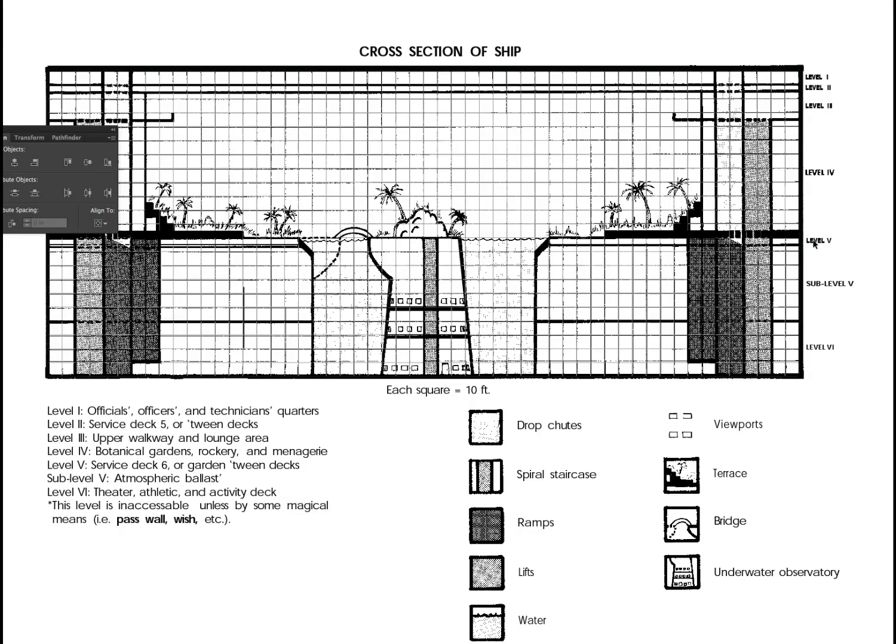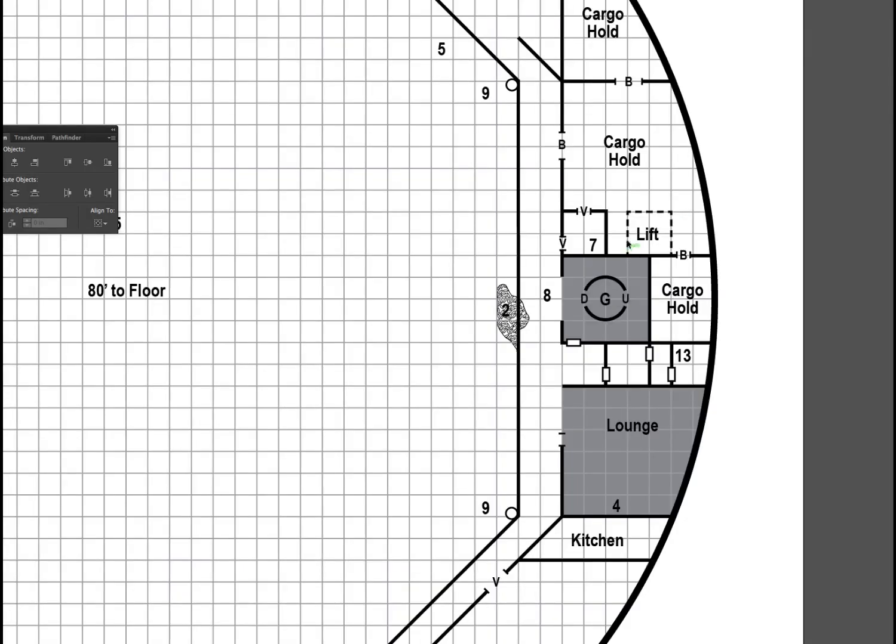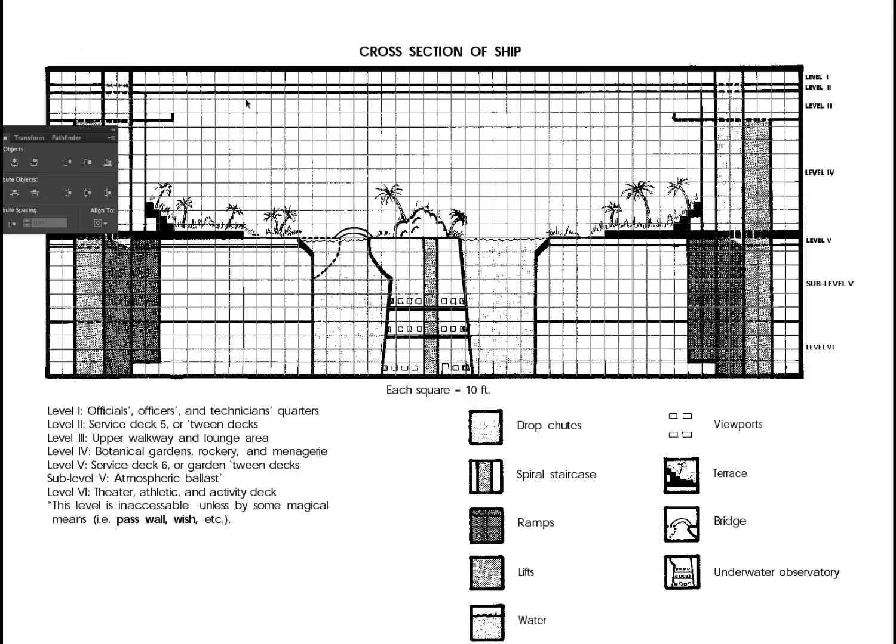So if I grab this, level 3, and I zoom in on the lift, you see they just show a dotted line outlining the lift. So is this an actual cage? I mean, this is a cargo hold, so I sort of assume it was one of those caged cargo elevators. And so I'm going to assume this is what it is. That's why there's a wall here.